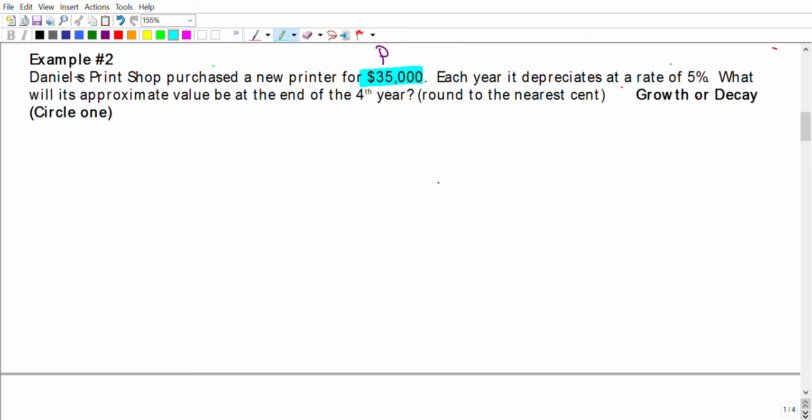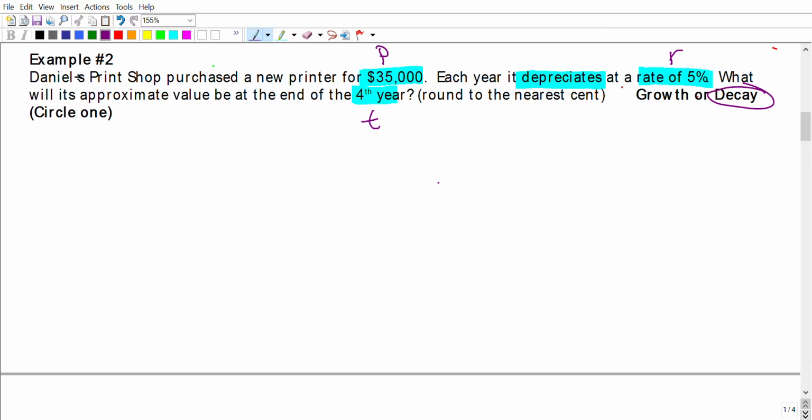Okay, let's keep going. Each year it depreciates. Okay, it depreciates. So what kind of exponential will it be? Oops, sorry about that. It's going to be a decay. I'm going to have to use the decay exponential equation. And then it says each year it depreciates at a rate of 5%. So that's my R. It says what will its approximate value be at the end of the 4th year? So how much time passed is my T. So I actually have pretty much all I need.